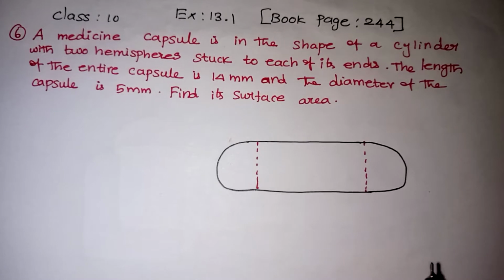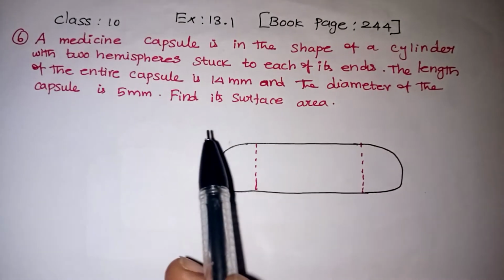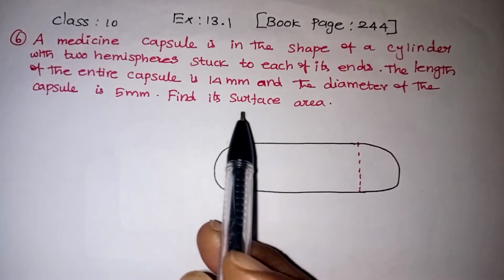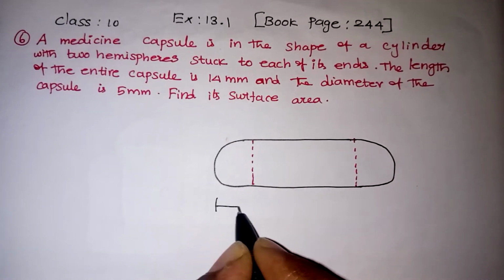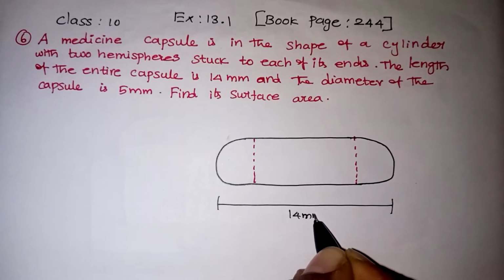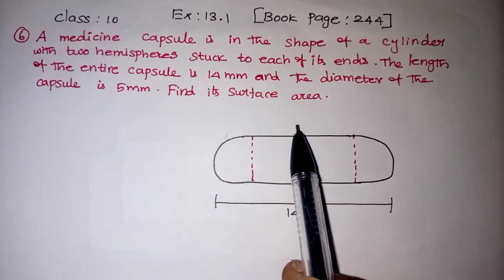Our question is: a medicine capsule is in the shape of a cylinder with two hemispheres stuck at the ends. The length of the entire capsule is 14 millimeter. The total length is 14 mm, and the diameter of the capsule is 5 mm.